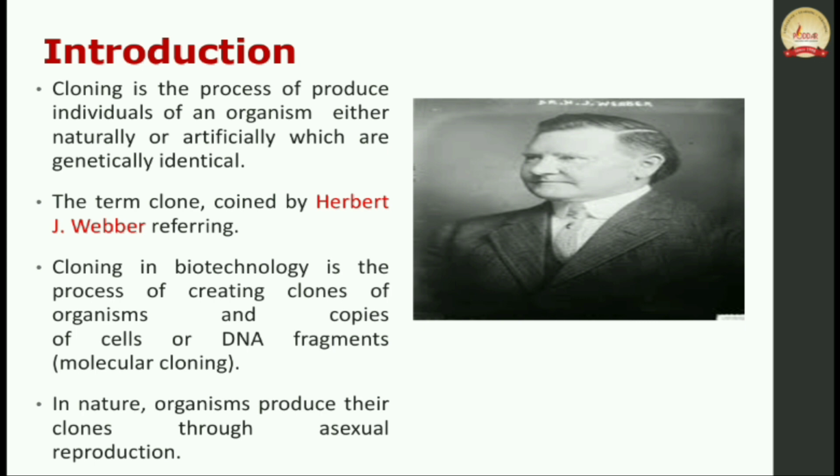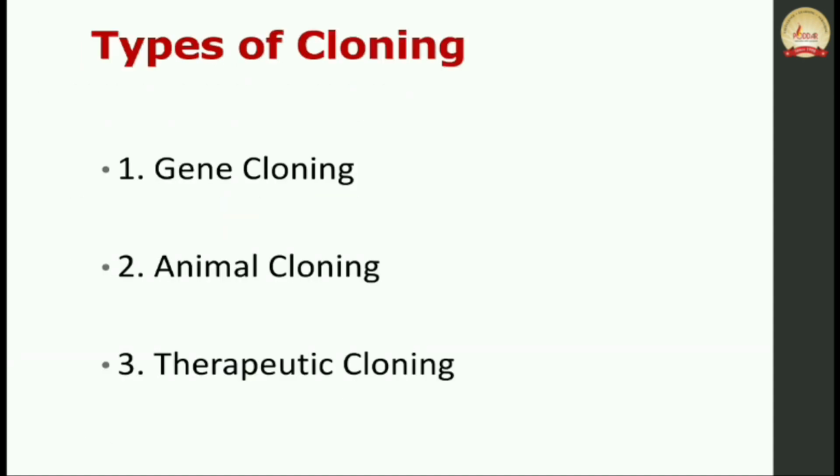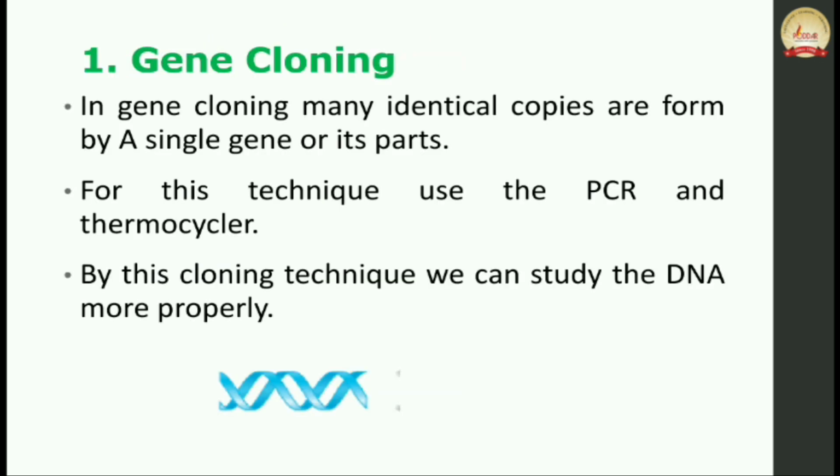In nature, organisms produce their own clones through asexual reproduction. There is no meiosis, that's why these are identical to each other. Types of cloning. The first one, gene cloning. Second, animal cloning. Third, therapeutic cloning.